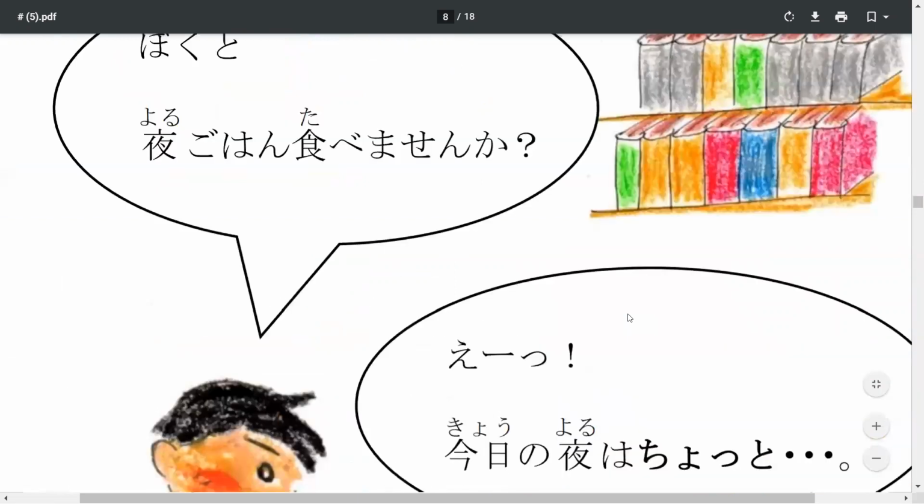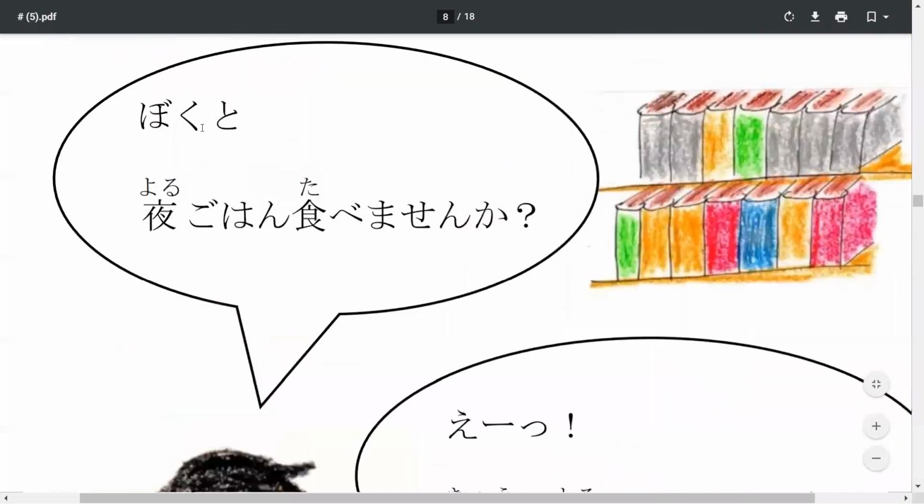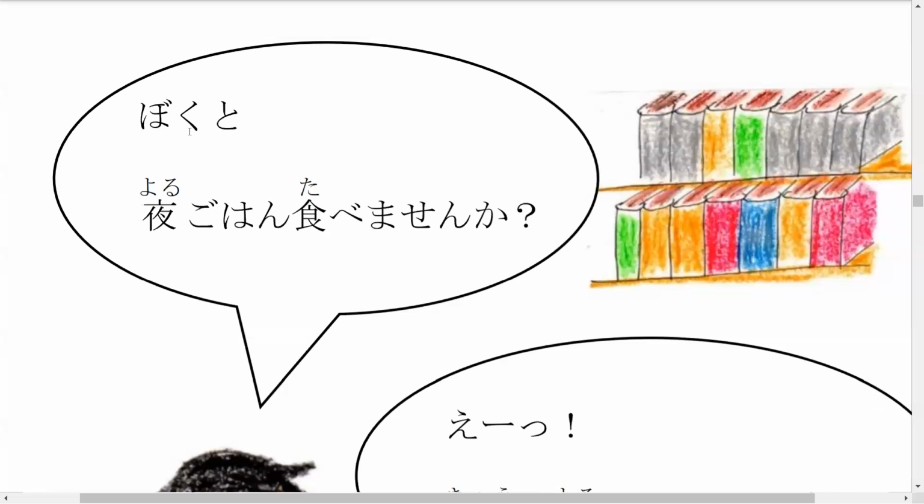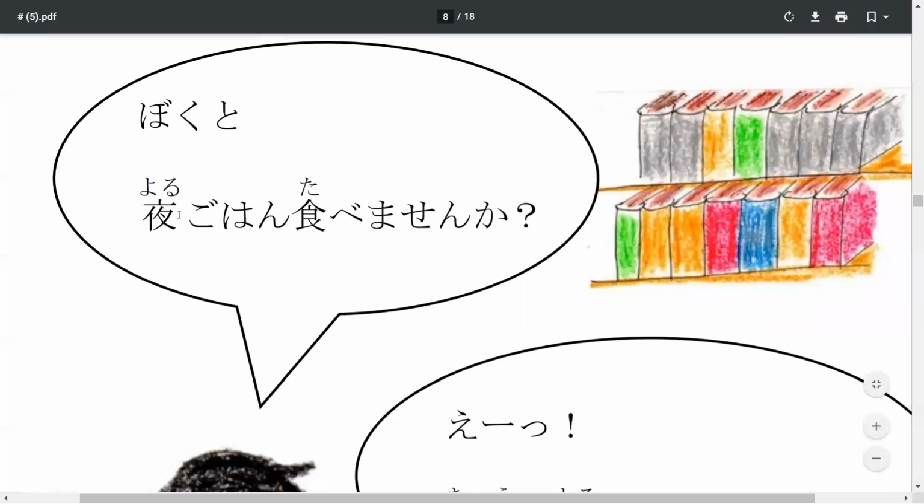Okay. Then somebody says here, boku to. Boku means I. It's the same meaning as watashi, but boku is most of the time used by men. Boku to, so once we have our particle to, it means with. Boku to, with me, okay. Yoru gohan tabemasen ka? Yoru means night. Gohan is meal, then tabemasen ka is an invitation to do together. So like saying here, in the night, together, let's eat a meal.